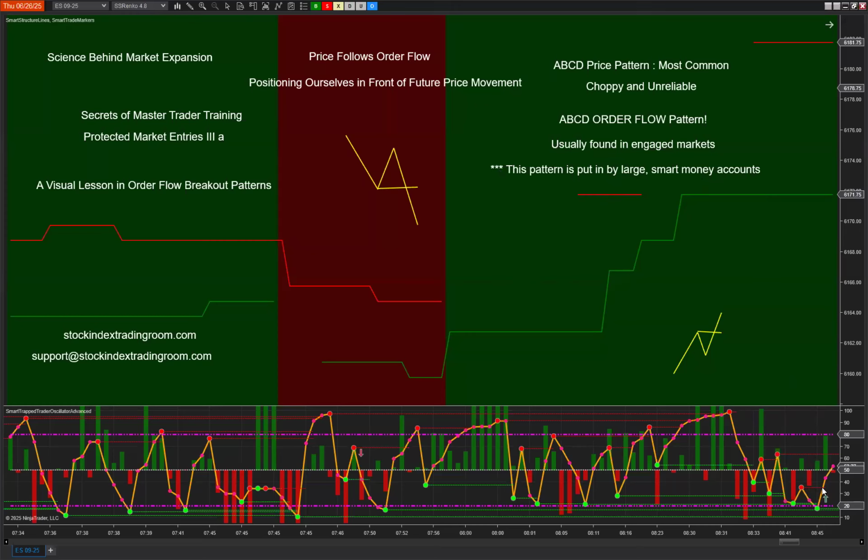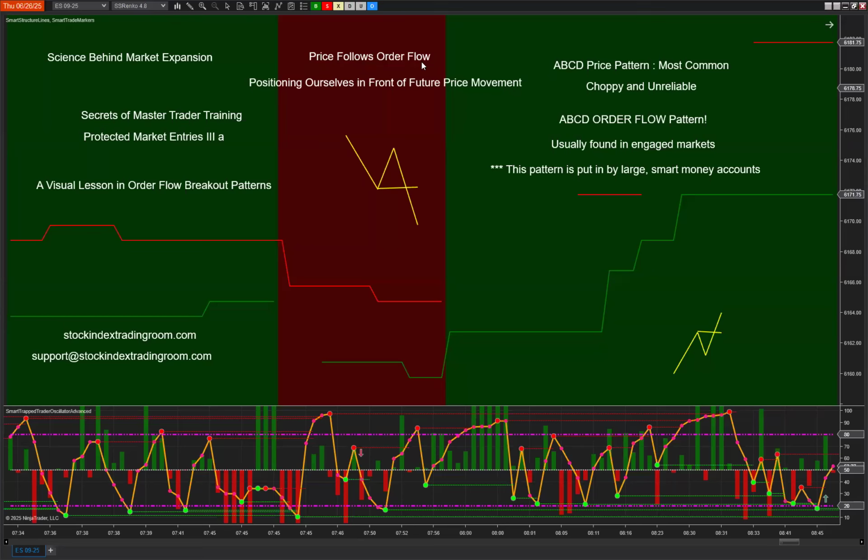And that's the only time the stock index trading room wants to trade, is when we have evidence that the large accounts are doing something. And here's the only secret you need to know as far as trading. Okay. Price follows order flow. Price is a historic representation of what has happened. It's the past. People that are trading price bars are trading the past. That's why they struggle. Order flow causes price to move.